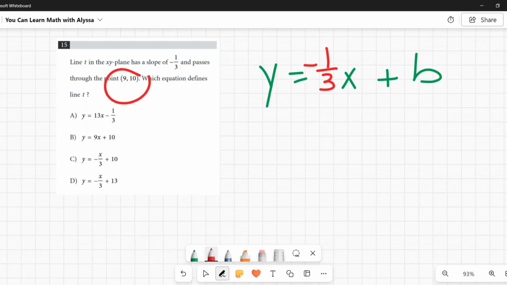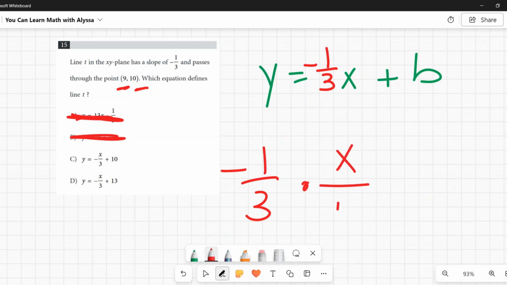I don't know the b. I do know one point, (9, 10). So I'm going to plug in that x and y into my x and y over here, and then I can solve for b. And if you look at my answers already, I'm already down to 2 because I've said the slope is -1/3. And this one, the slope is 13. Yep. This one, the slope is 9. C and D, they've written it a little differently, but if you see this -1/3 times x, if you did -1/3 times x over 1, which is how you would multiply those, then it is just -x over 3, which is what you see there.